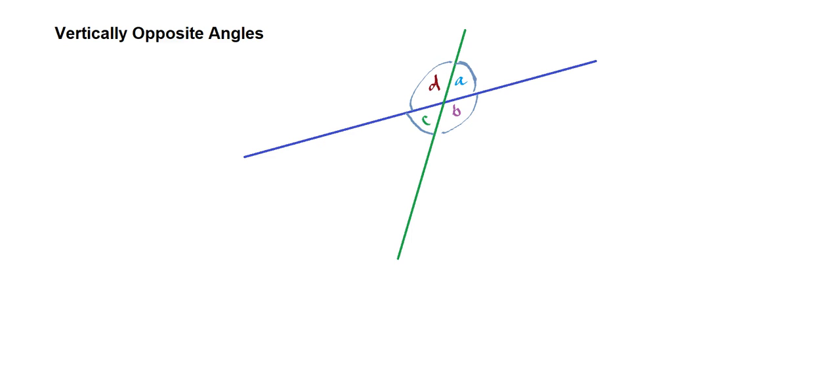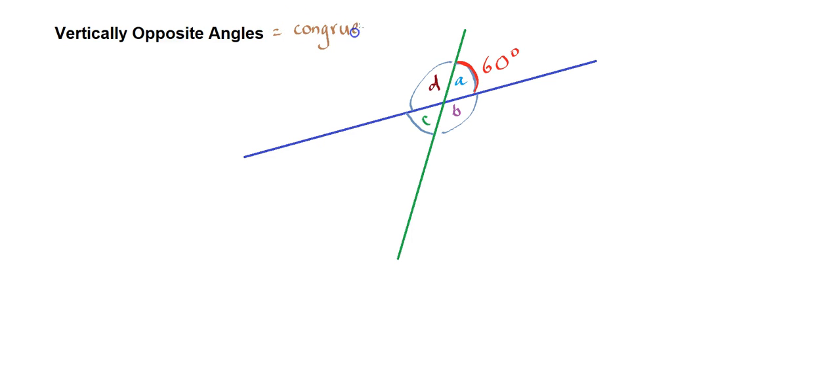So vertically opposite angles. If we take a close look at angle A, now let's give it a value. So angle A, let's say for example, is 60 degrees. Now vertically opposite means we go from this angle straight through the intersection here, straight through the middle to the other side, and we see that what's opposite angle A is angle C, and we would consider these angles to be vertically opposite.